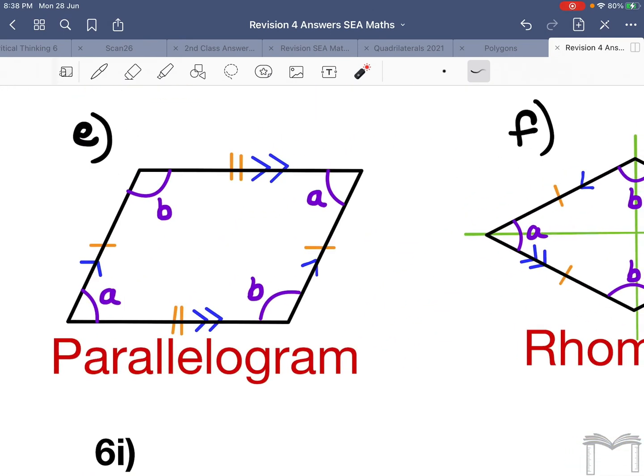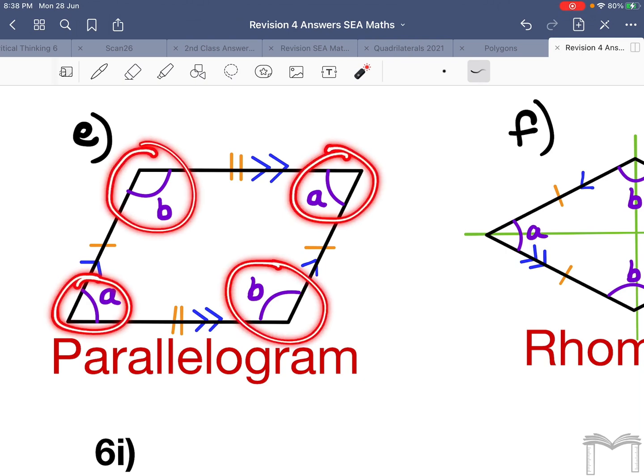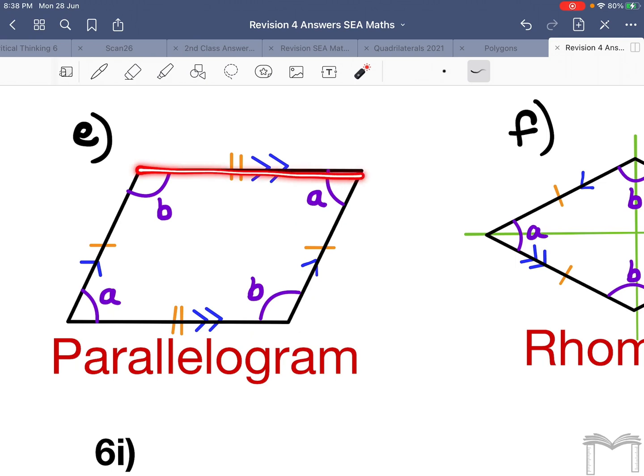E, a parallelogram. A parallelogram is similar to a rectangle, but instead it has been shifted where the angles are not 90 degrees, but the opposite angles are equal. Here we have 2 acute angles and 2 obtuse angles. Opposite sides are equal and parallel, and there are no lines of symmetry.